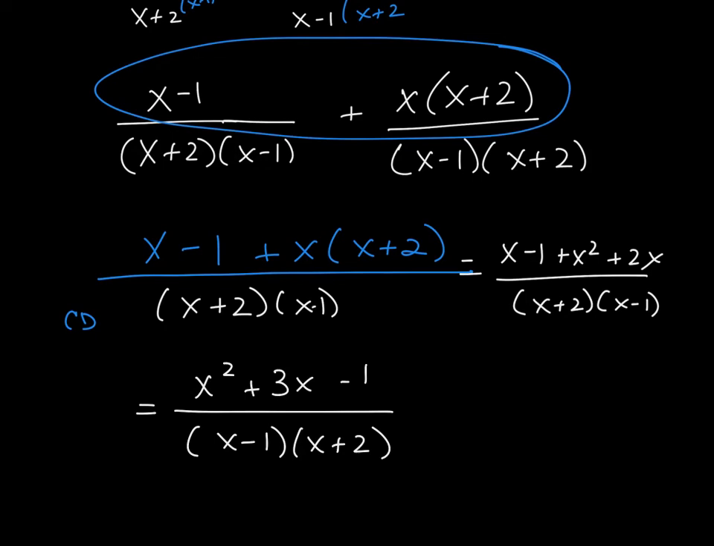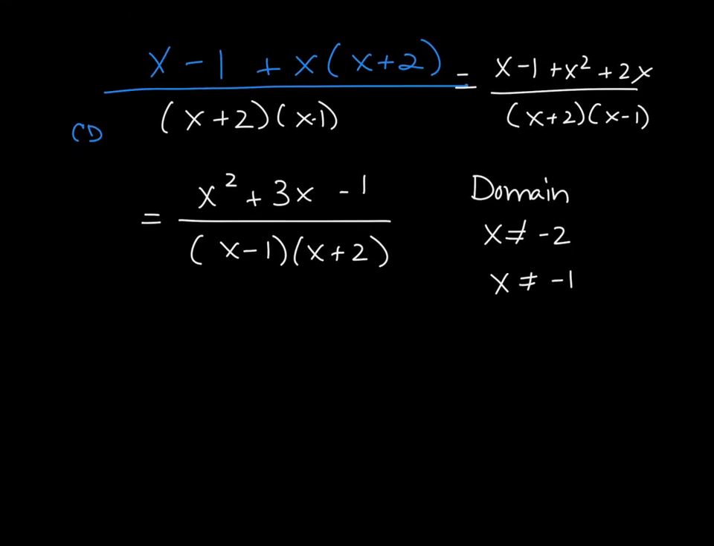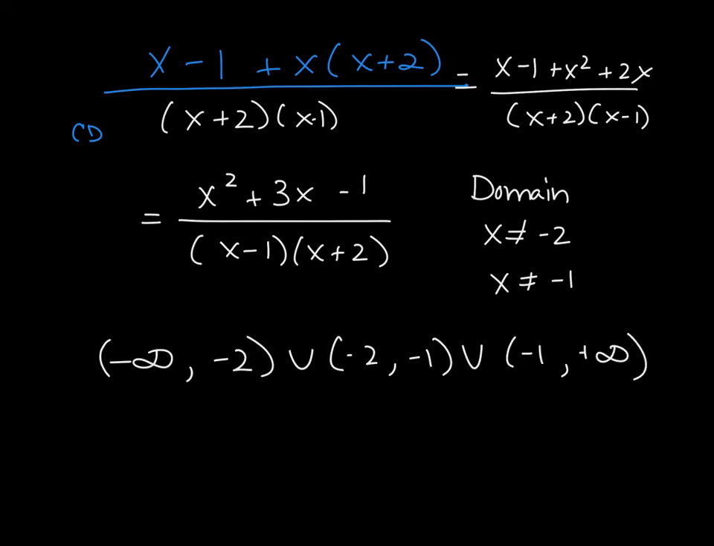Let's go back to what we said in the beginning about the domain. The domain in the beginning, we knew that x could not equal negative 2 and x cannot equal negative 1. That still applies here. So our domain for this goes from negative infinity to negative 2, union with negative 2 to negative 1, union with negative 1 to positive infinity.